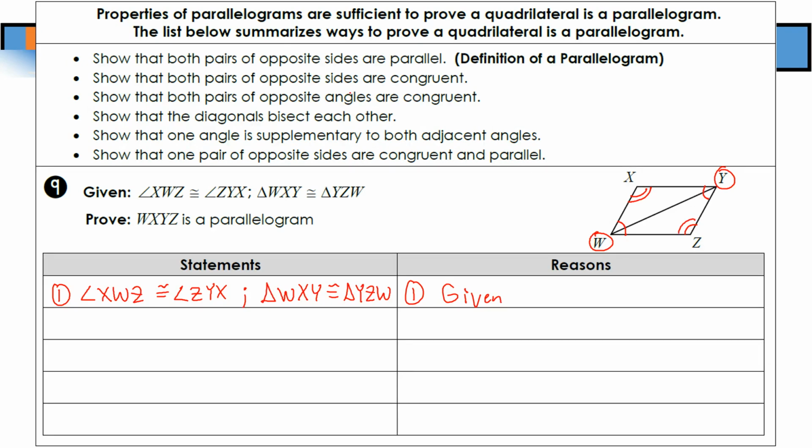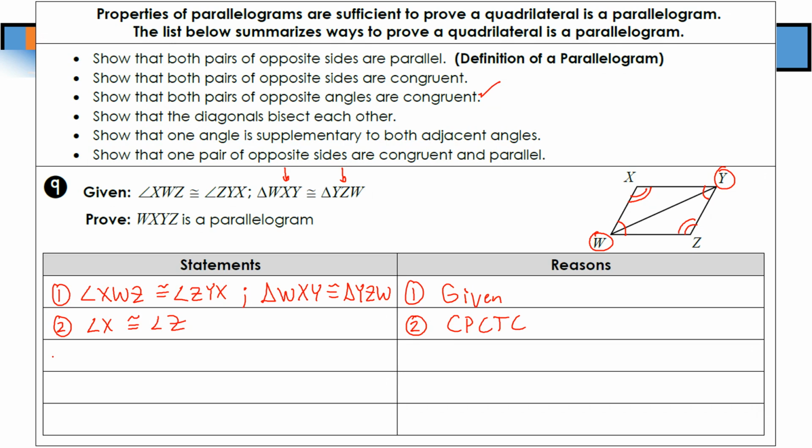Because one of our properties says to show that both pairs of opposite angles are congruent. Well, let's do that. In statement 2, we can even just call it angle X is congruent to angle Z, because there is only one X and Z angle. We can say that they're congruent because corresponding parts of congruent triangles are congruent. We can confirm that too. X and Z correspond within the triangles.